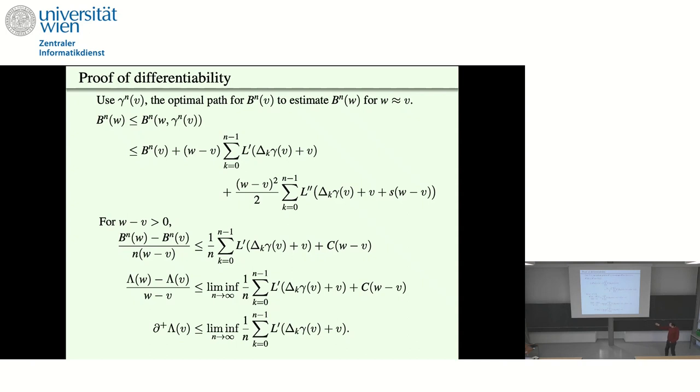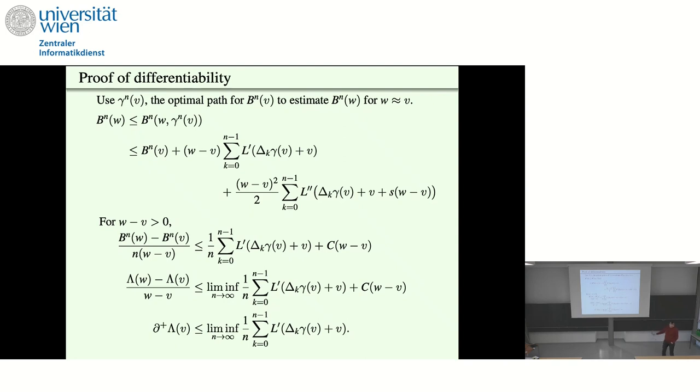So you just have this, and then you take liminf of both sides, and on the left you just converge. This is just the limit, right? This converges to lambda of W, this converges to lambda of V. On the right-hand side you have this liminf, and then after that you take W to V. This ratio converges to the right derivative of lambda at V. On the right-hand side, this goes to zero, and you just have liminf of this.